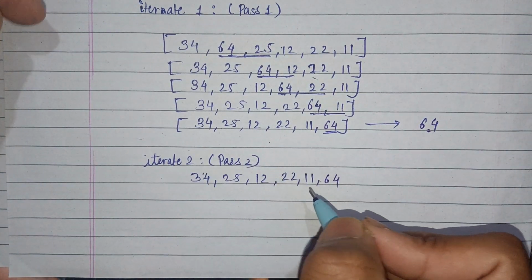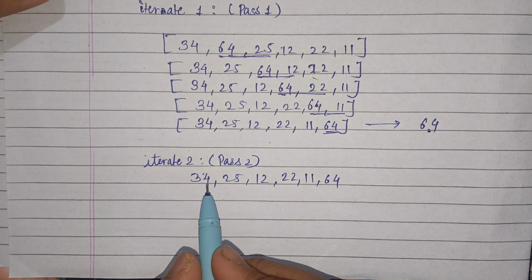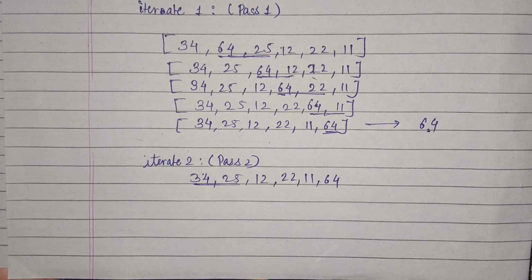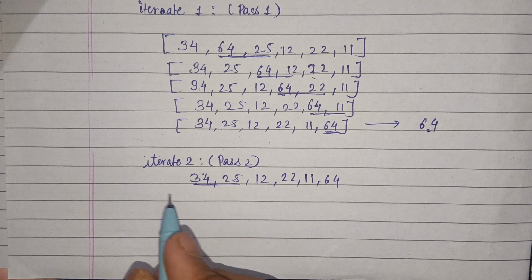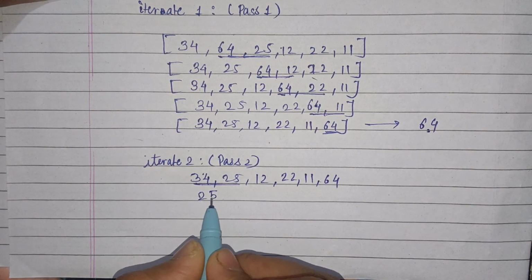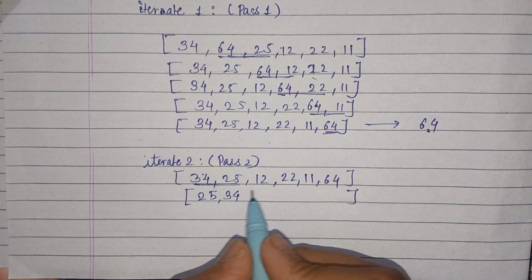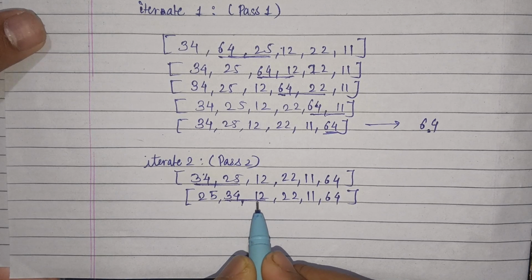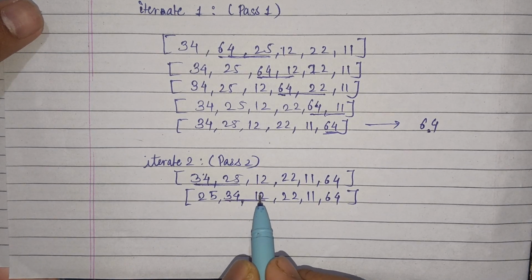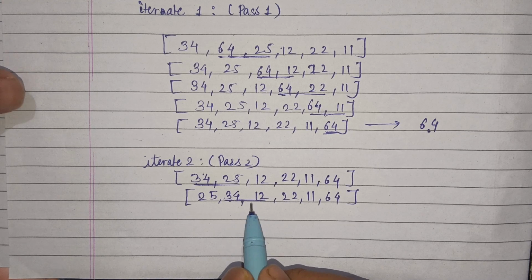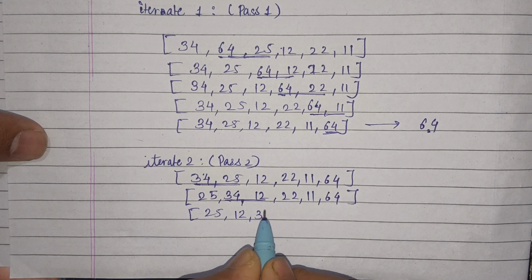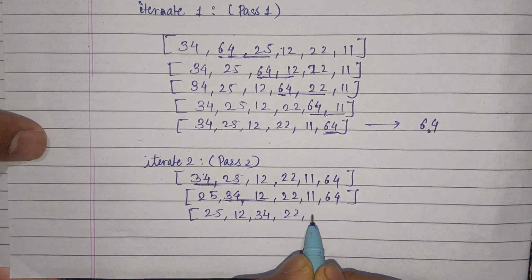I have written the same data as it is, and it will compare. 34 and 25 will be compared now, and 34 is greater than 25, so it will get swapped. So 25 and 34, and the rest of the elements will be the same. It will compare 34 and 12. 34 is greater than 12, so it will get swapped, and 25, then 12, 34, and the rest of the elements will be as it is.